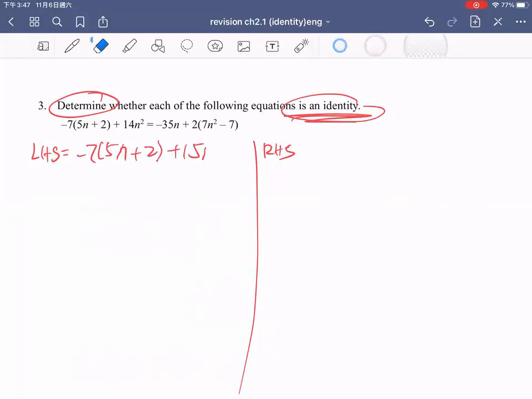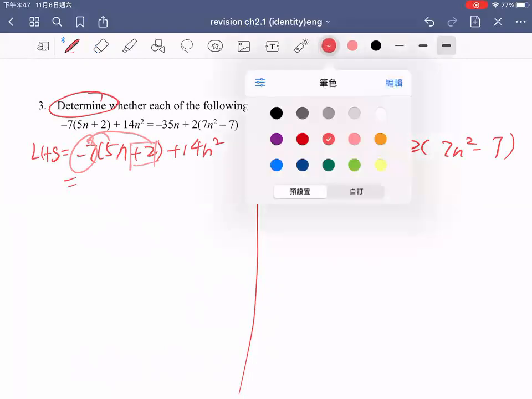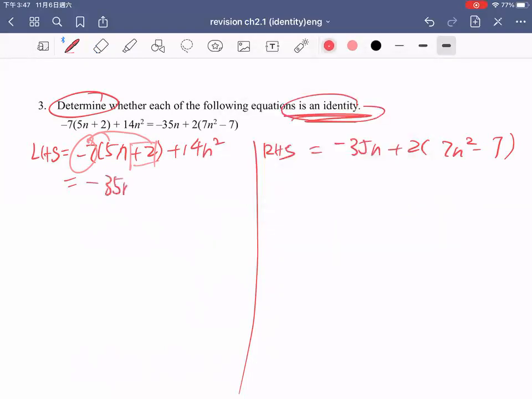Don't copy it wrong. Okay, and again, negative 7 we have to multiply by 5x and positive 2, remember. So that gives you negative 35n minus, okay, negative 7 times positive n gives you minus, negative 14. Remember, okay, copy.